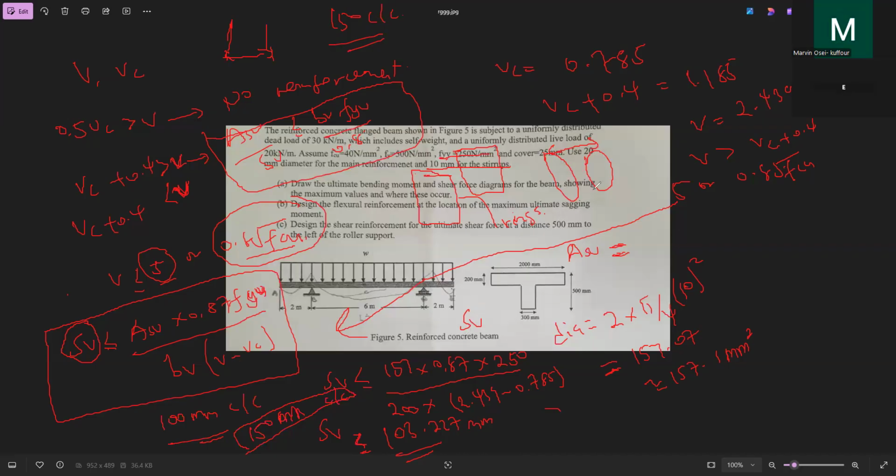So after you have done this, the next thing is to calculate the number of bars. In calculating the number of bars, the number of stirrups that you need, the formula is: the number of bars is equal to the length of the beam over the spacing, plus one.